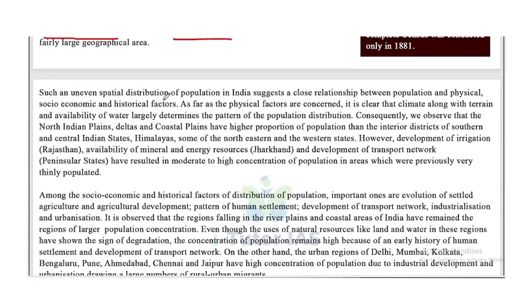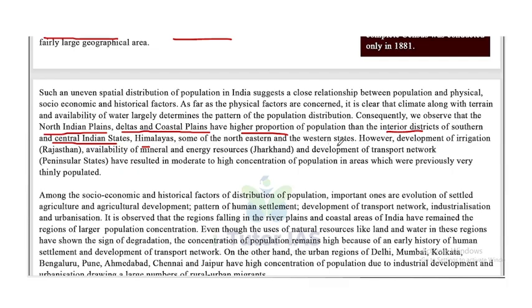Such an uneven spatial distribution of population in India suggests a close relationship between population and physical, socio-economic and historical factors. As far as the physical factors are concerned, it is clear that climate along with terrain and availability of water largely determines the pattern of population distribution. Consequently, we observe that the North Indian plains, deltas and coastal plains have a higher proportion of population than the interior districts of the southern and central Indian states, Himalayas, some of the northeastern and western states, etc.